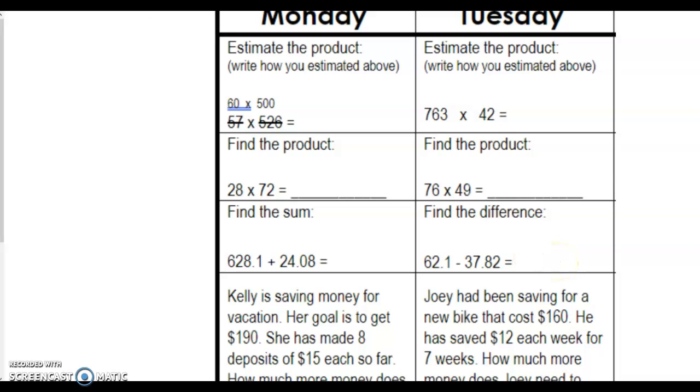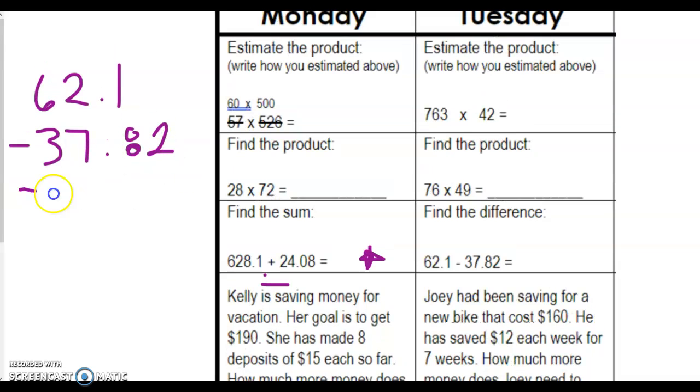Ooh, let's talk about this one. Okay, so yesterday's homework, right? I said since it was addition that we didn't need to add a 0 after our 1/10 to make it say 10 hundredths because we were adding, right? But if we're subtracting, and I have 62 and 1/10, and I'm taking away 37 and 82 hundredths, what do I have to do? You're right, I have to add a 0, that way I have something to take it away from, okay? So make sure that you do that with yours.